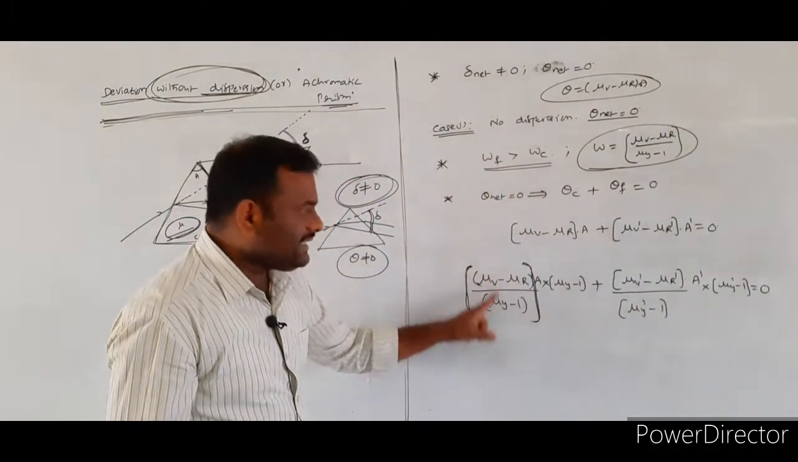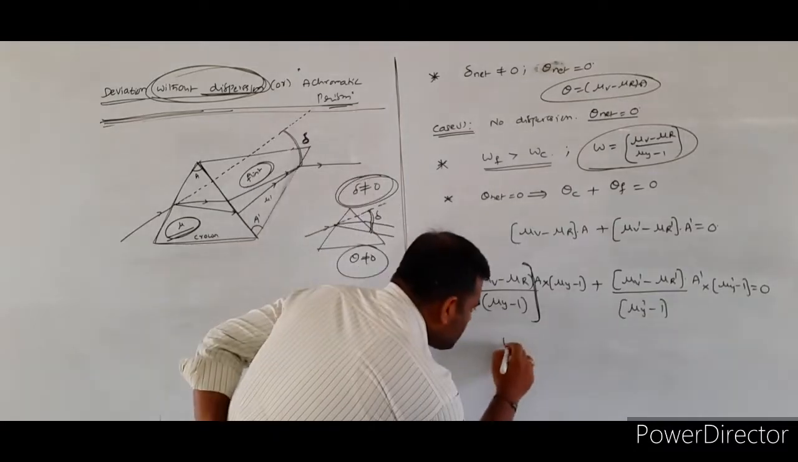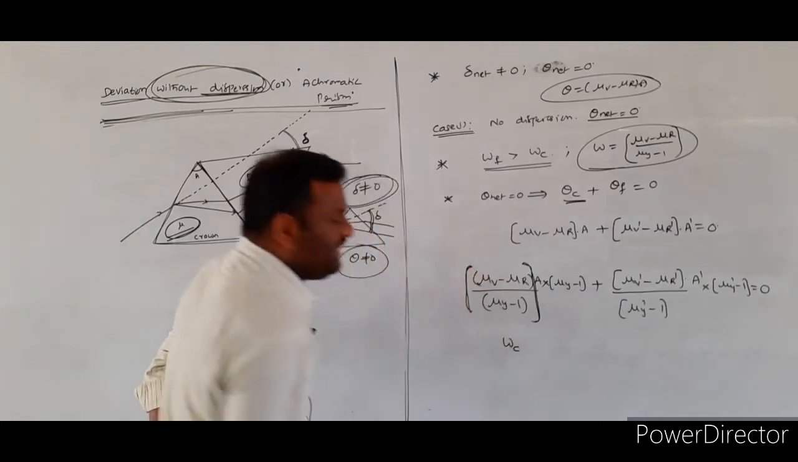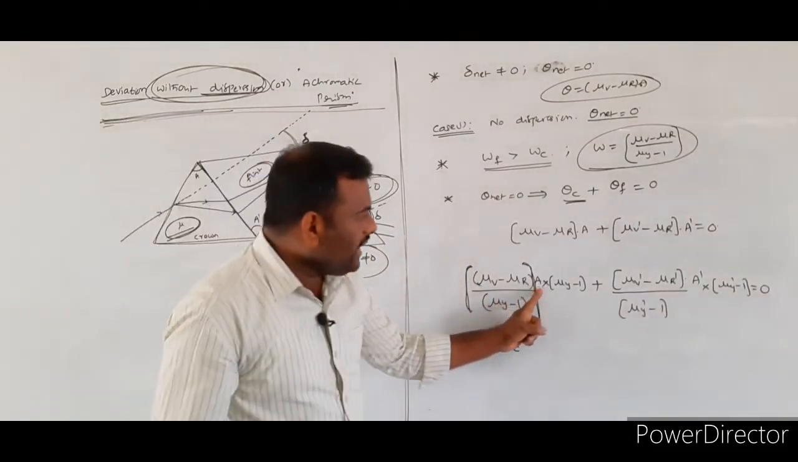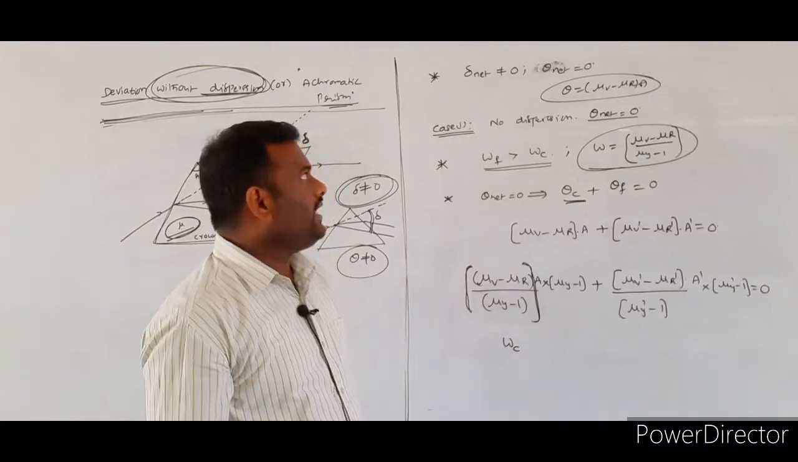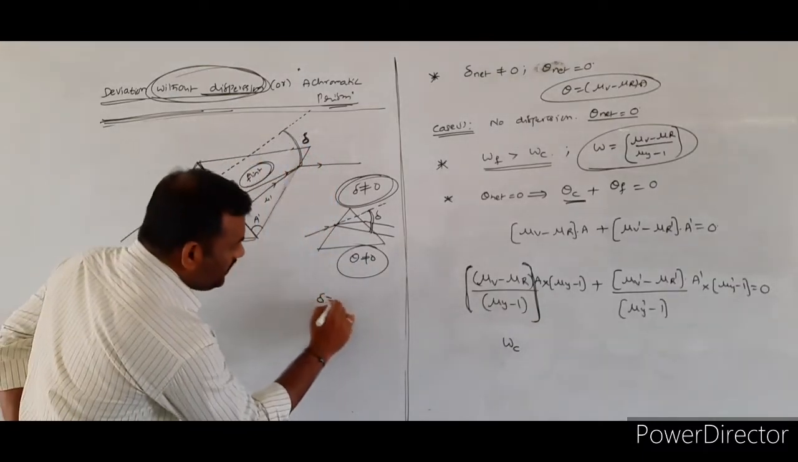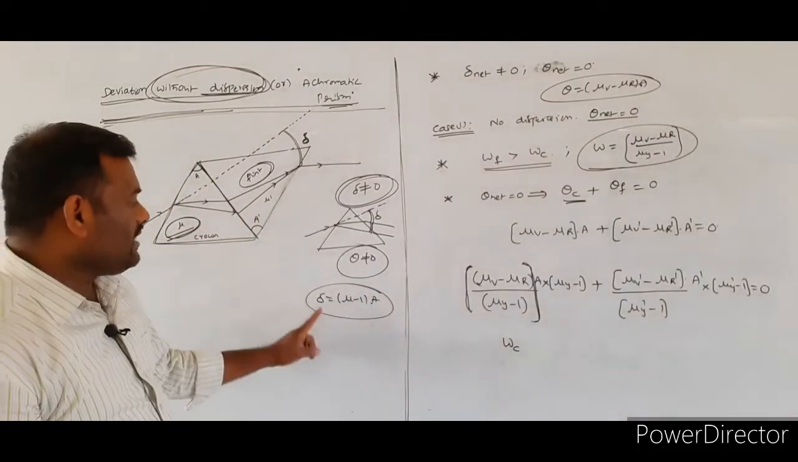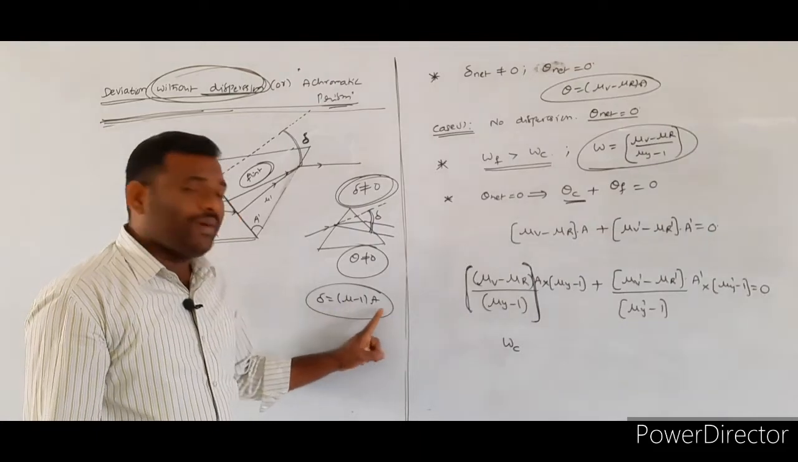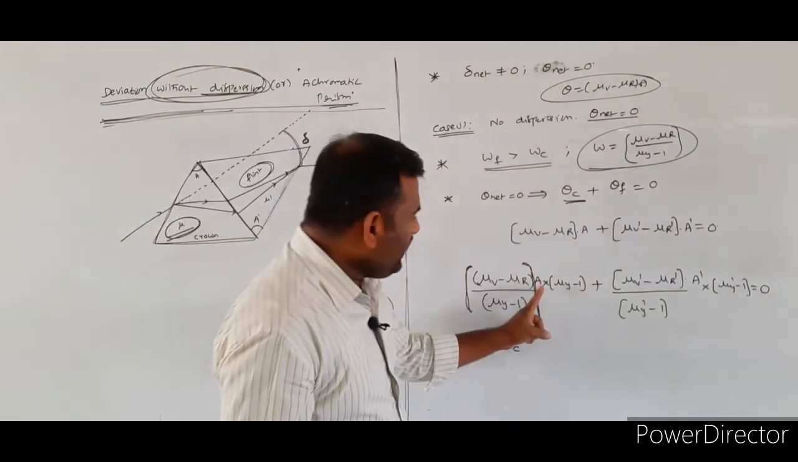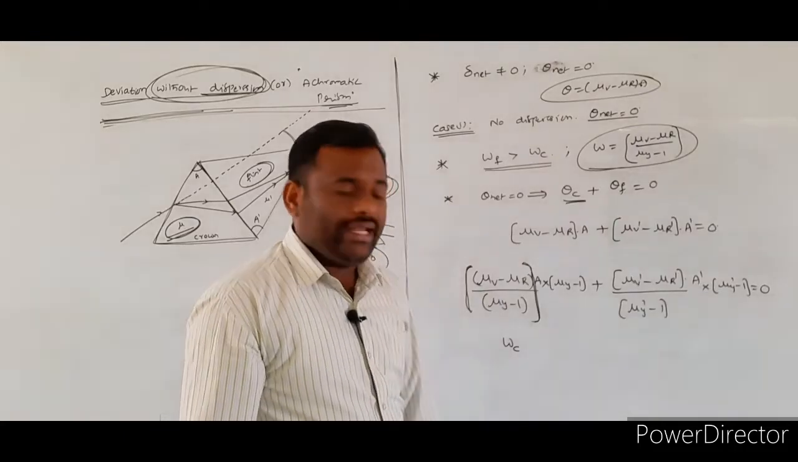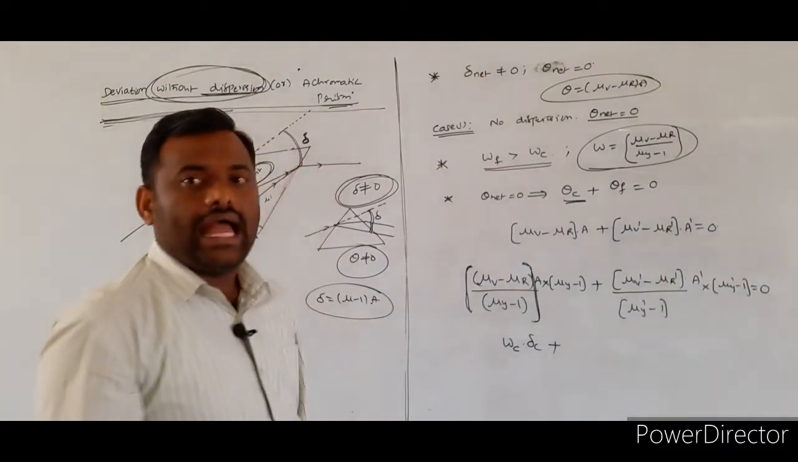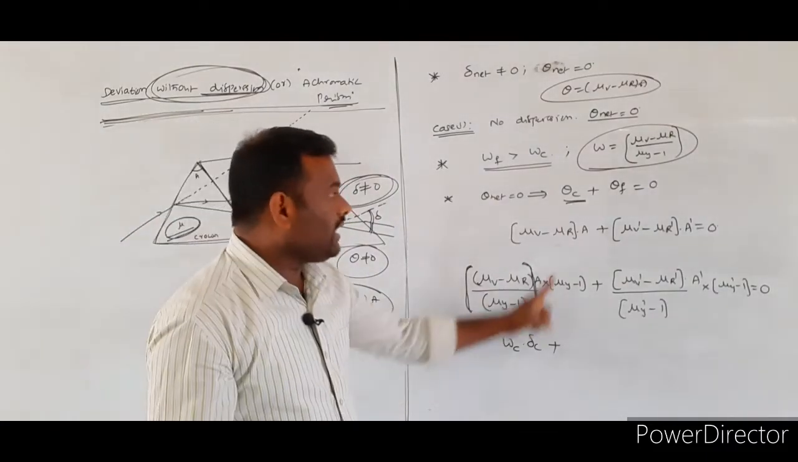So in the place of this value, I will write the dispersive power of the crown glass, and here A into mu minus 1 will be there. The angle of deviation, we know the general formula: delta is equal to mu minus 1 into A. So here A into mu y minus 1 will indicate the angle of deviation produced by the crown glass.